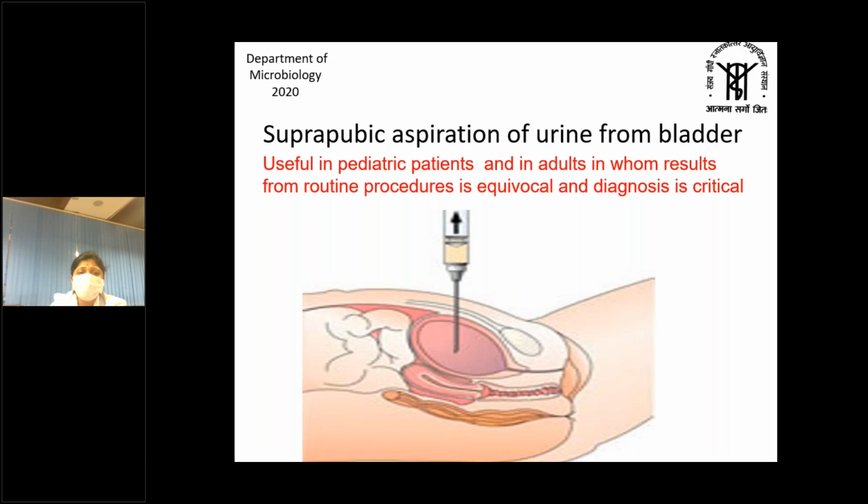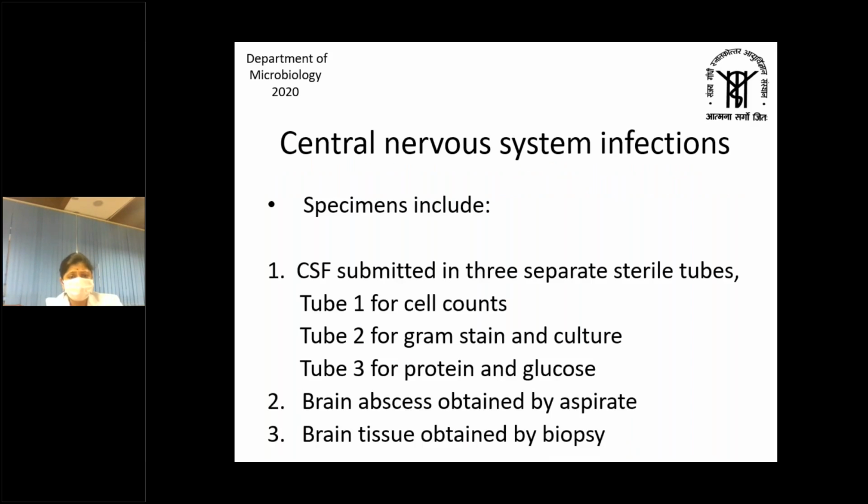Suprapubic aspiration may be useful in pediatric patients. Now for CSF specimens, we know that it has to be submitted in 3 separate sterile tubes: for cell count, for culture and gram stain, as well as for protein and glucose.